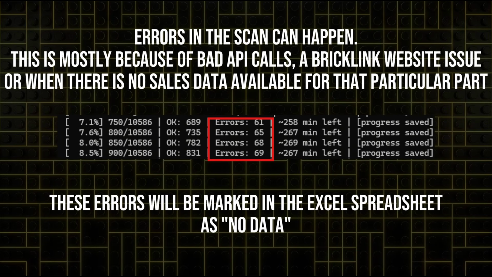Errors in the scan can happen. This is mostly because of bad API calls, or a BrickLink website issue when there is no sales data available for that particular part. These errors will be marked in the Excel spreadsheet as no data.